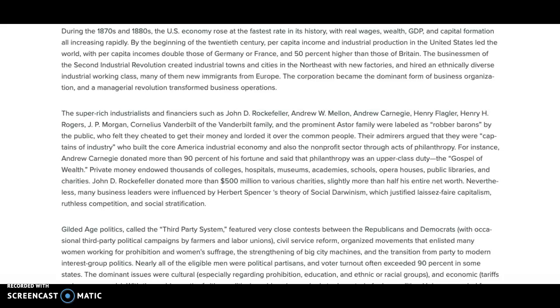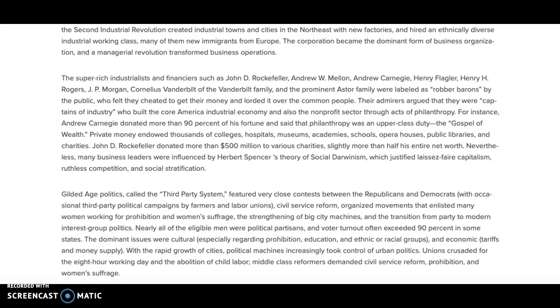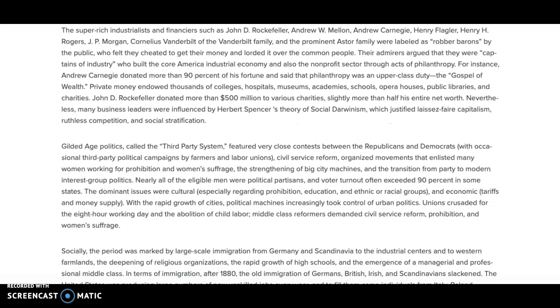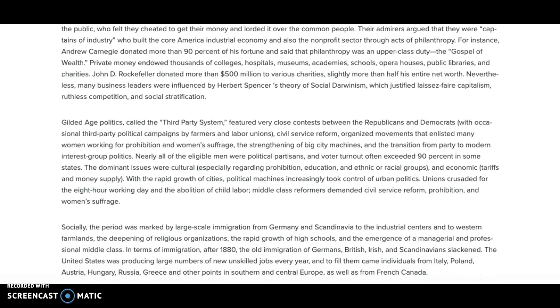The businessmen of the Second Industrial Revolution created industrial towns and cities in the Northeast with new factories and hired an ethnically diverse industrial working class, many of them new immigrants from Europe. The corporation became the dominant form of business organization, and a managerial revolution transformed business operations. The super-rich industrialists and financiers such as John D. Rockefeller, Andrew W. Mellon, Andrew Carnegie, Henry Flagler, Henry H. Rogers, J.P. Morgan, Cornelius Vanderbilt of the Vanderbilt family, and the prominent Astor family were labeled as robber barons by the public, who felt they cheated to get their money and lorded it over the common people.